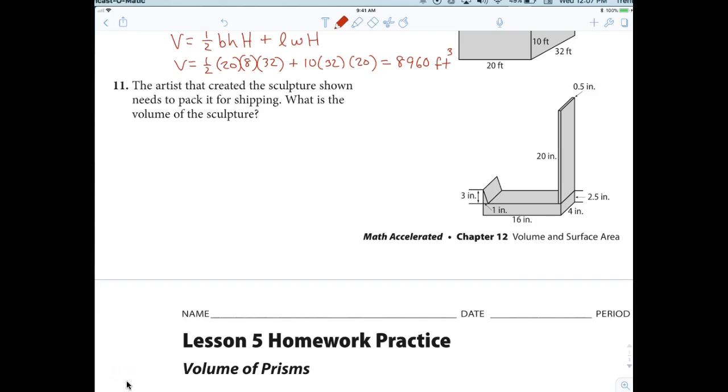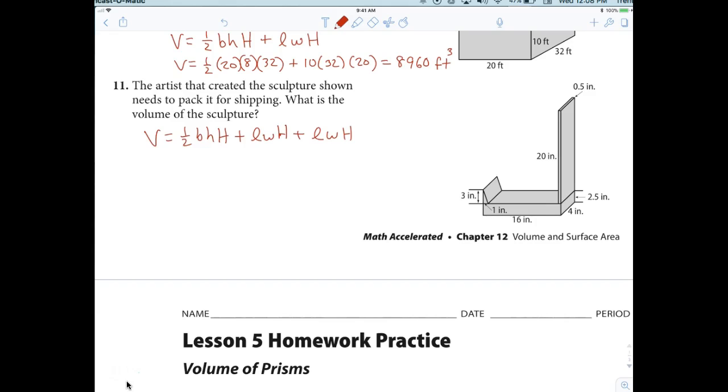Now, don't be confused by 11 because now we just did number 10, correct? Yes. So number 11, you have how many shapes? 1, 2, 3. You have 3 shapes. All right, is everybody with me on this, right? So you have a triangular prism and 2 rectangular prisms. Are we happy with that? So V equals 1/2 little b little h capital H plus LWH plus LWH.